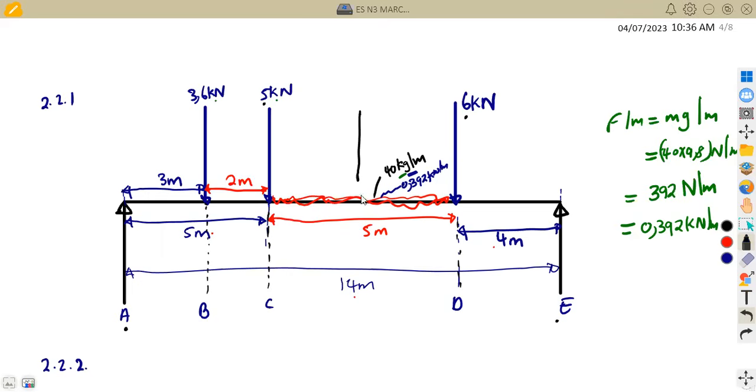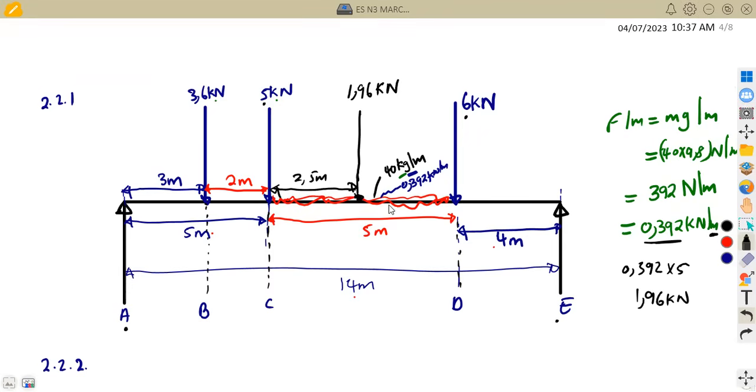So how can we express it now as a point load just like the other forces here? We just want to have this direct as a point load. So we are going to multiply this 0.392 per meter by the distance of 5 meters. So 0.392 times 5. If we multiply this, we are now having it as a point load of 1.96 kilonewton. So this is going to be 1.96 kilonewton. Separated now between these 2 points, it was 5 meters. So 5 divided by 2, it is going to be 2.5 meters.